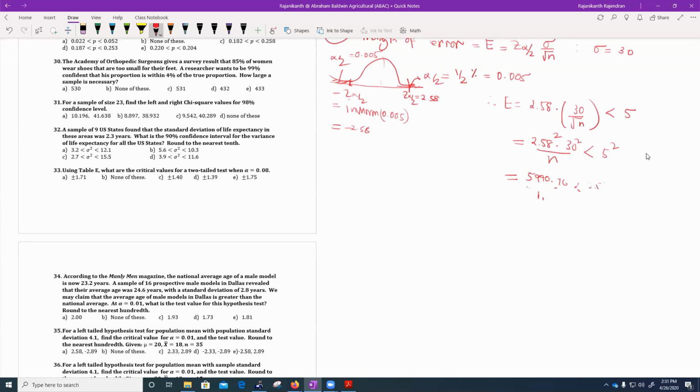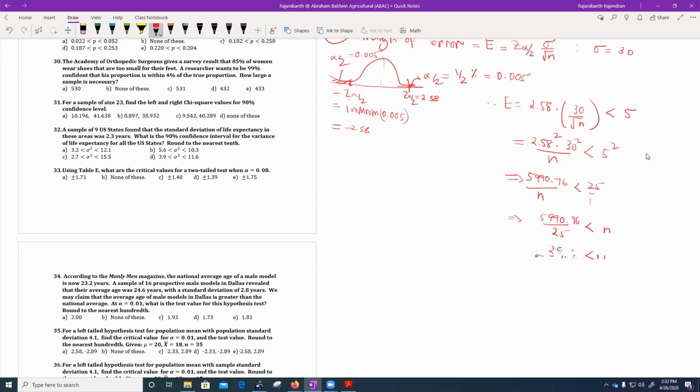Now cross multiply by n on both sides, and you will get 5990.76, and bring this guy down, and this should go on that side. So now simplify this one. You should get here 239.63. That means your n should be bigger than this value.